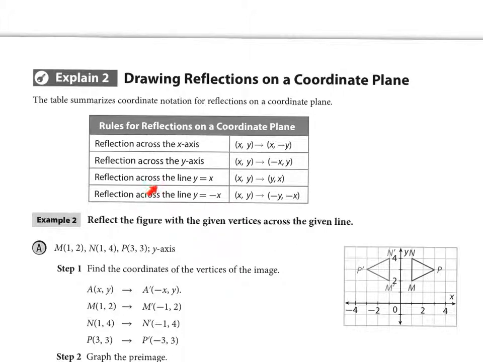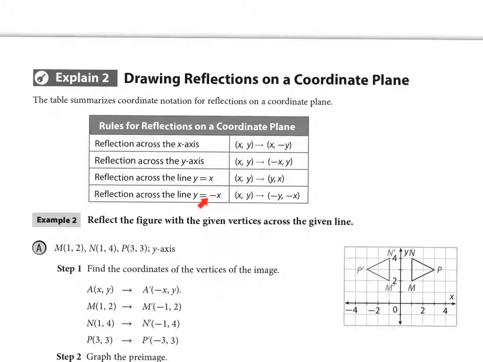What we're adding this year, that you didn't do last year, is we're going to be reflecting over different lines. And so you'll need to know how to graph these lines or what they look like. So the line y equals x is the most basic linear equation. It's the equation where x and y are the same numbers. So points (1, 1), (2, 2), (3, 3), (4, 4), (5, 5), and so on. And then you just connect that line.